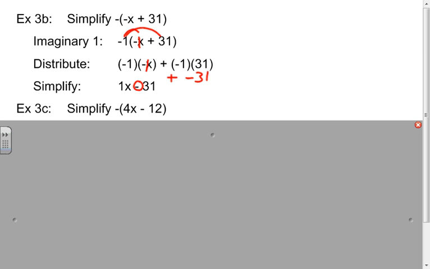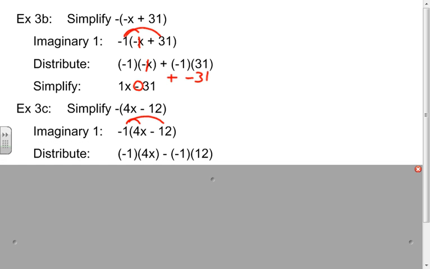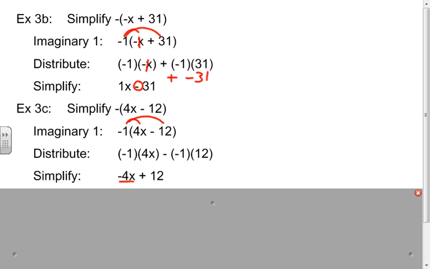Another example. There's an imaginary 1 in front of that parentheses, and then we can distribute, give the negative 1 to the 4x, and the negative 1 to the 12. Simplify. Negative 1 times 4 is negative 4. Negative 1 times 12 is negative 12, but there's another negative sign in front of it, which makes it positive.